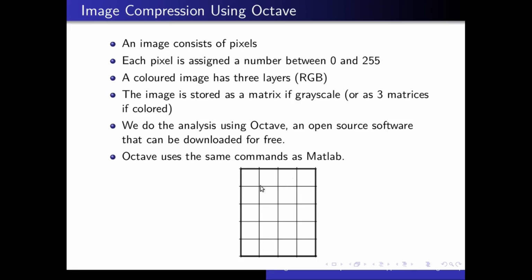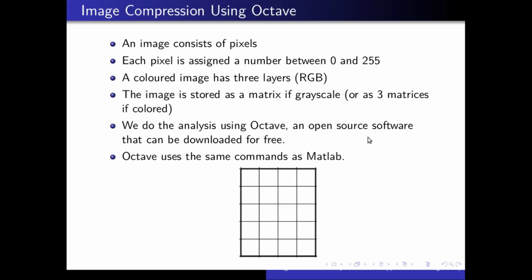So each box will be assigned a number between 0 and 255, and therefore you'll have a matrix here full of numbers. Now if it's a black and white image, this will just be one matrix usually. If it's a colored image, it will be made up of 3 matrices, the red, green and blue. There will be a matrix for the red layer and the green layer and the blue layer separately.